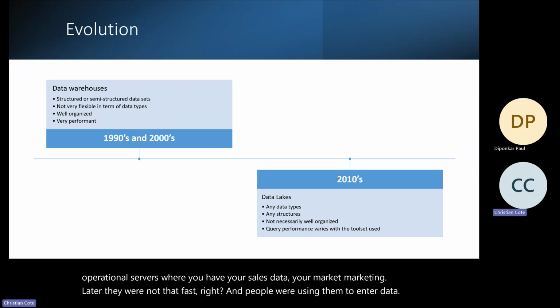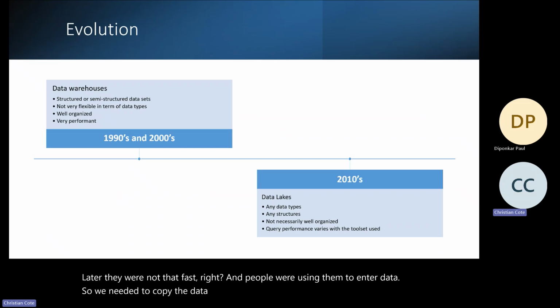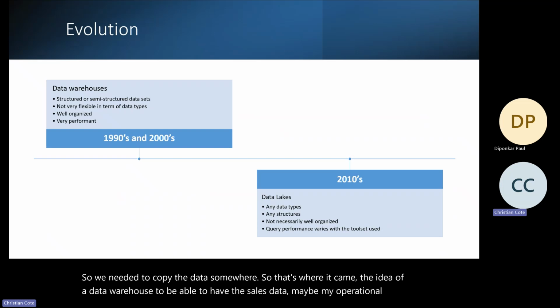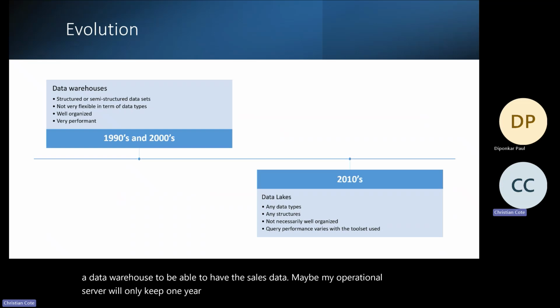So we needed to copy the data somewhere. So that's where the idea of a data warehouse came from. To be able to have the sales data, maybe my operational server will only keep 1 year of data, right? So I need more because I need to look at the trends. So I need to copy this data over.